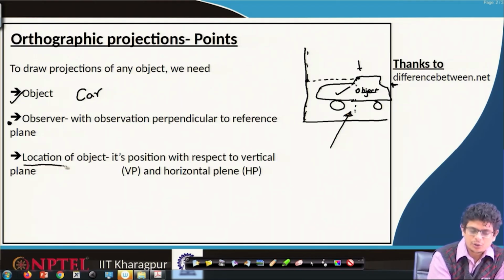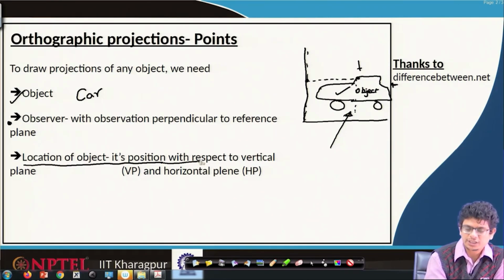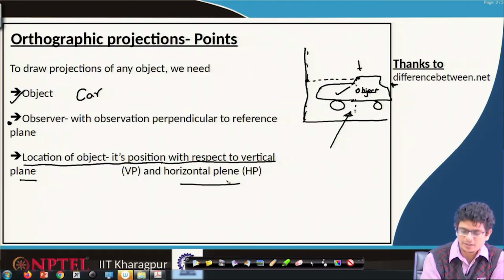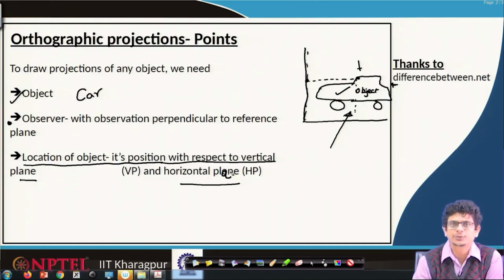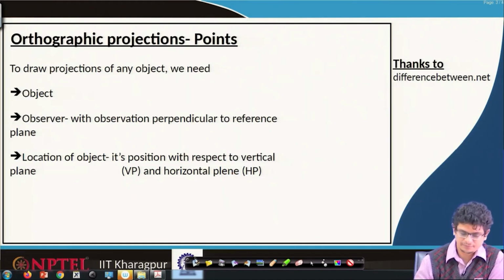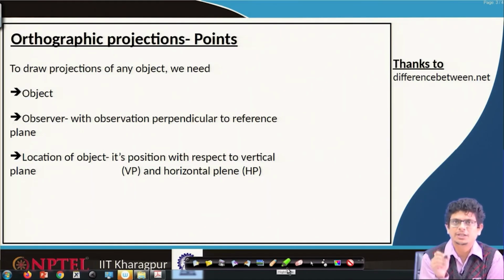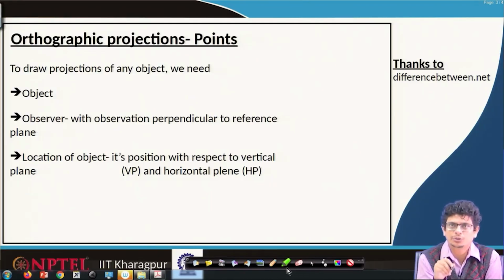That is what we call the location of the object, its position with respect to the vertical plane and horizontal plane. These are the three things we require for any projection, because projections are the ones which give us true dimensions of that object.